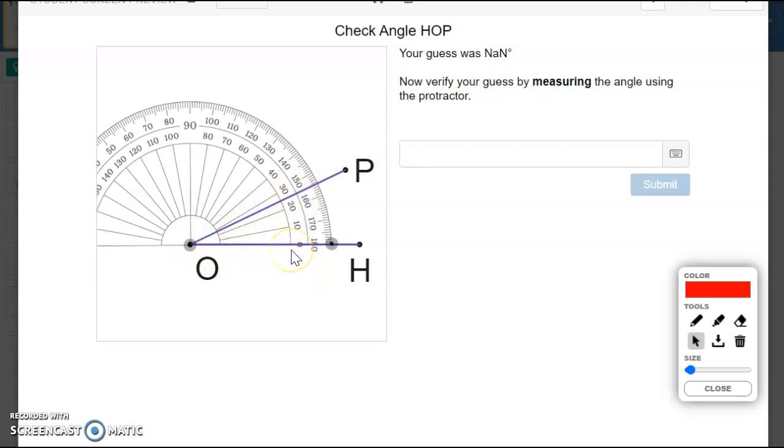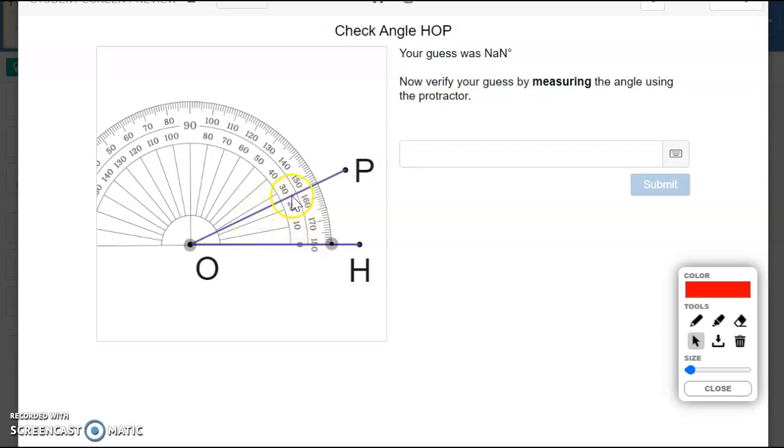Okay, so now this time, should I be looking at the outside numbers or should I be looking at the inside numbers? When we're measuring, we always measure from 0. So we want the inside measure. Otherwise, you'll be measuring 180, 170, 160, and so on. So that's not what we want. We want 0, 10, 20, 25.